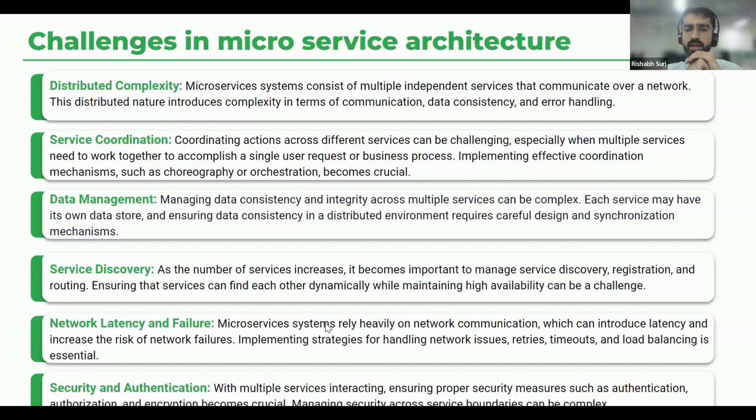Then we have network latency and failure. Communication between services can be impacted by network issues. Shopify's services must be designed to handle network latency and occasional failures gracefully.